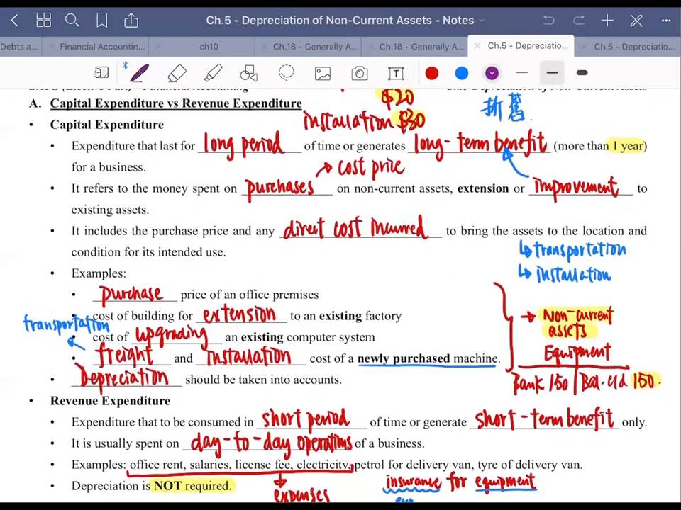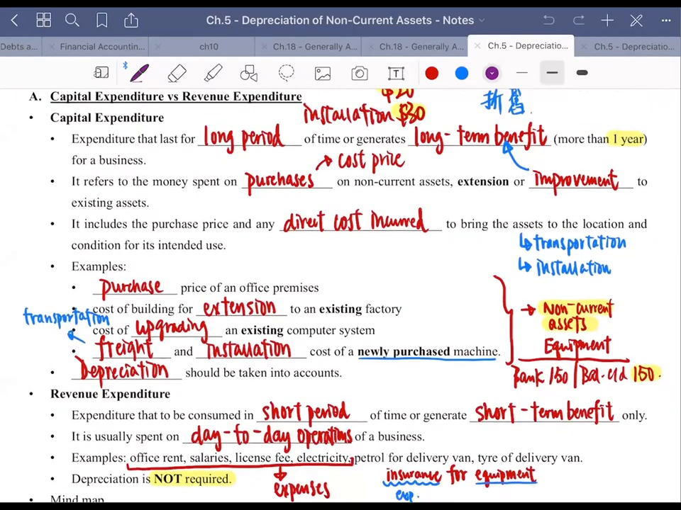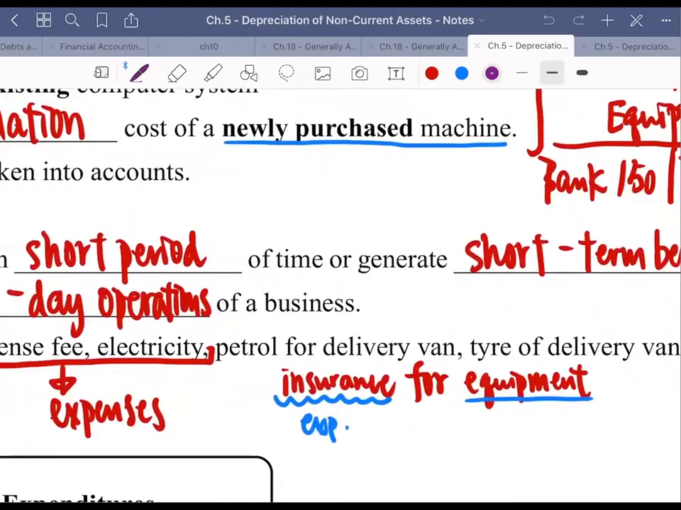So we would directly charge it as an expense in the income statement, even though it may be related to our non-current assets. For example, just like what we talked about last time, if we are providing insurance for an equipment, maybe for 1 year, the annual fee of the insurance would be charged as an expense. We won't include it in the cost of the non-current assets, so this would not be provided with depreciation.